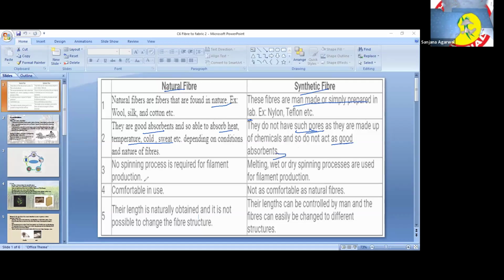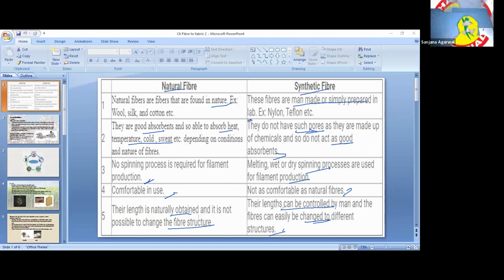No spinning process is required for natural filament production, but for synthetics, processes like melting, wet or dry spinning are used for their filament production because they are not natural. They are derived from natural material mixed with chemicals. The natural one is comfortable to use. Synthetics will not give you comfort at all, hardly for a few hours. The length of natural fiber is naturally obtained and it is not possible to change the fiber structure, whereas synthetics, obviously, if man is making the synthetic fiber, their length can be controlled by man and can be easily changed to different structures.